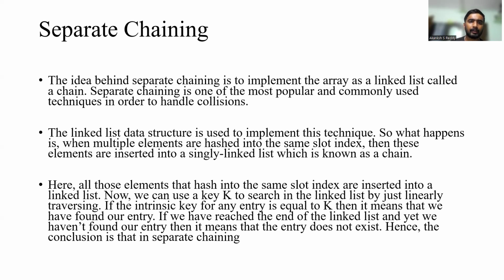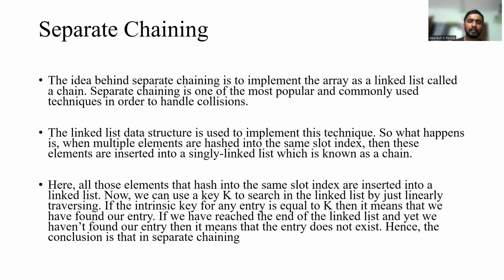The data behind the separate chaining is implemented as an array of linked lists, or chains. Separate chaining is also one of the most popular and commonly used techniques in order to handle collisions. The linked list data structure is used to implement this technique. So what happens is when multiple elements are hashed into the same slot index, then these elements are inserted into a singly linked list, which is known as a chain. Here are those elements that hash into the same slot index and are inserted into a linked list.